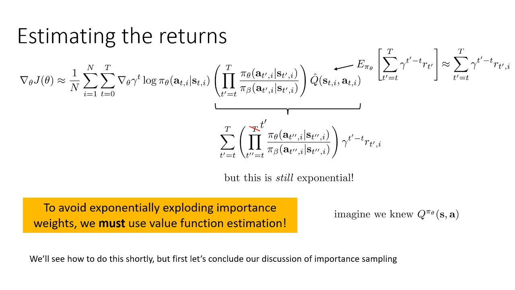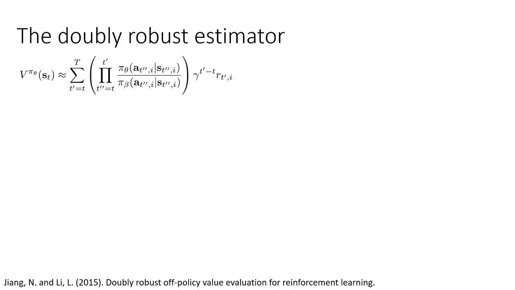But there are better ways to do it. Later on, we'll talk about how this would work if you knew q pi theta or if you had to learn q pi theta. But first, let's conclude our discussion of importance sampling with a few other ideas that have been explored in the literature. One idea that is worth discussing because it has served to inspire quite a few more recent techniques is the idea of the doubly robust estimator. You can think of the doubly robust estimator as a little bit like a baseline, but for importance sampling.